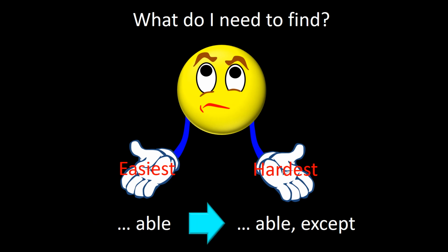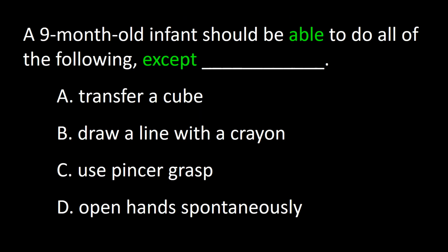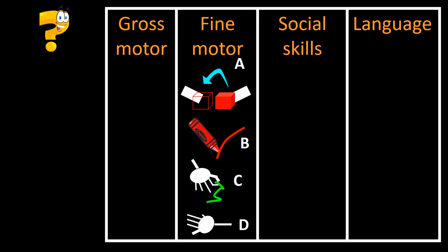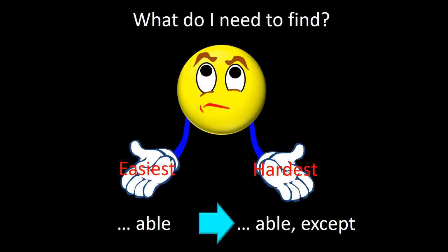Now I'd like to present to you one question with able except in the stem. Here you have one of these questions. Notice that I am using the same milestones as in the prior question. So first, arrange each milestone according to the appropriate developmental area. As you know, all the milestones in this question are in the fine motor area. So since this is an able except question, we need to select the hardest to perform milestone.